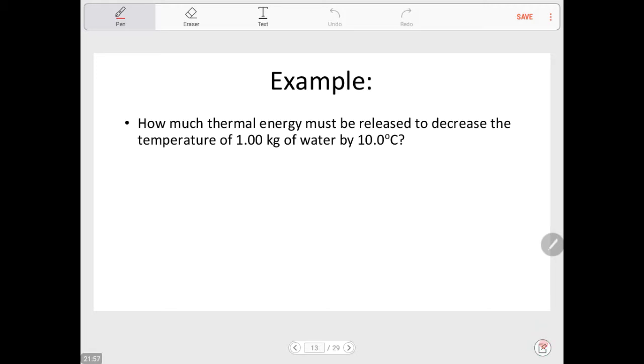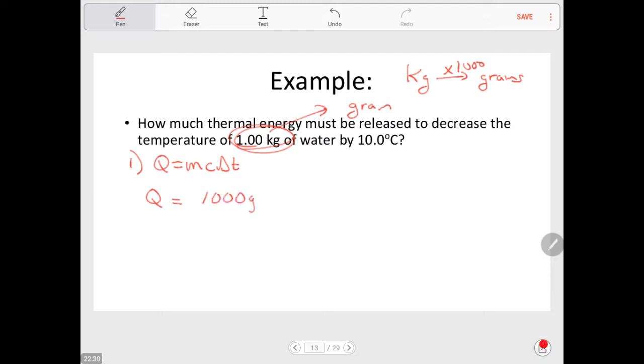Here we go. How much thermal energy must be released to decrease the temperature of water by 10 degrees Celsius? So, step 1, Q equals mc delta T. So what do we have here? We want to figure out our energy. Do we have mass? Now, remember, our mass must always be in grams. To go from kilograms to grams, you times by 1,000. So 1 times 1,000 should be 1,000 grams. The specific heat capacity of water is not going to change unless we're told. 4.19 joules per gram times degrees Celsius.